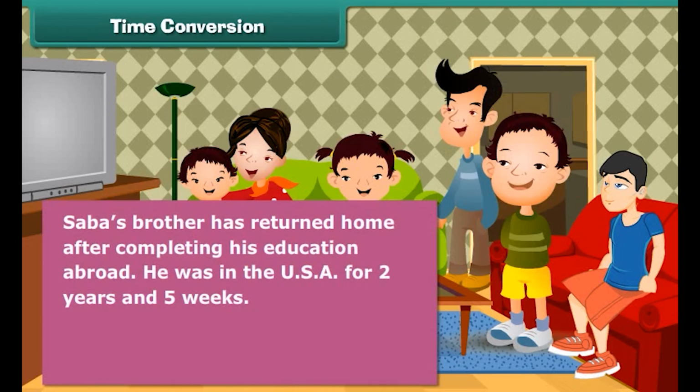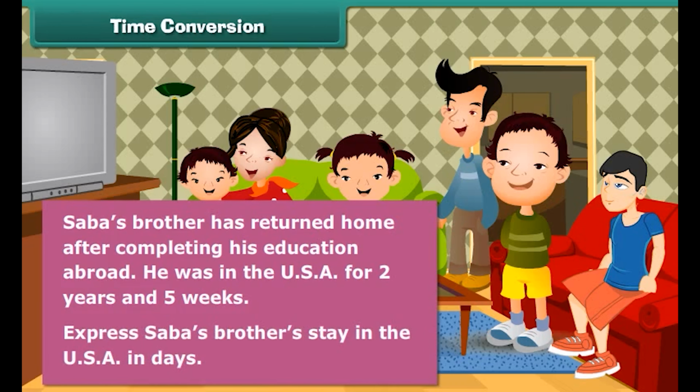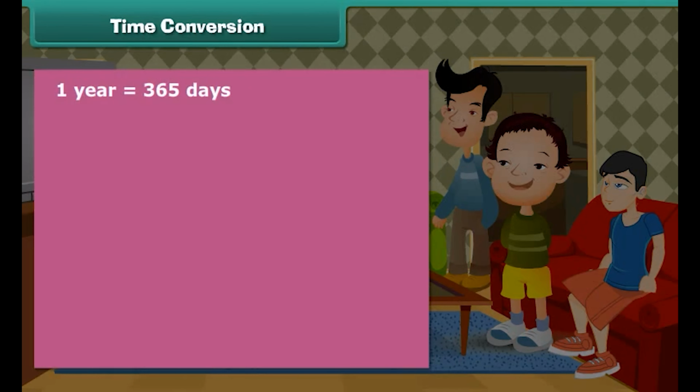Saba's brother has returned home after completing his education abroad. He was in USA for 2 years and 5 weeks. Express Saba's brother's stay in the USA in days. 1 year is equal to 365 days.